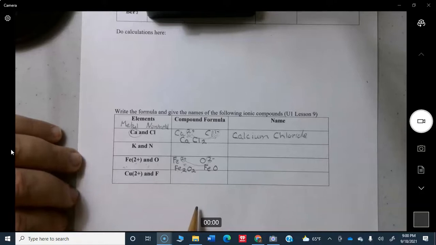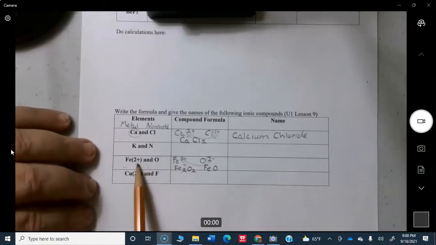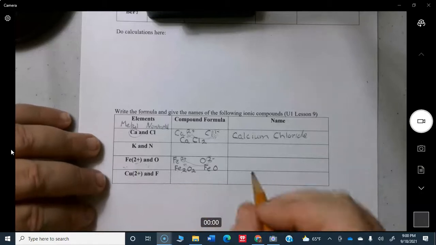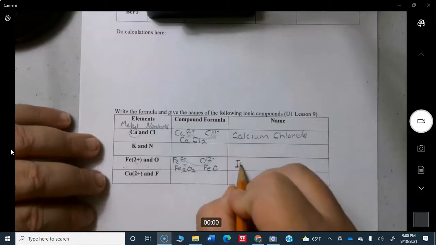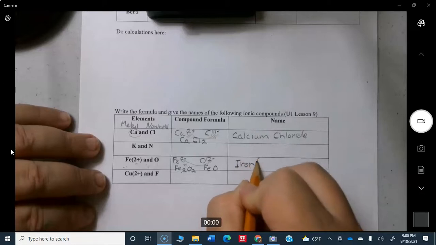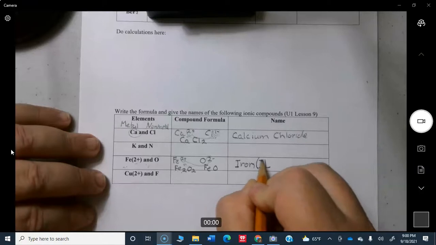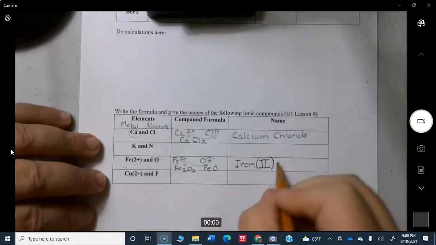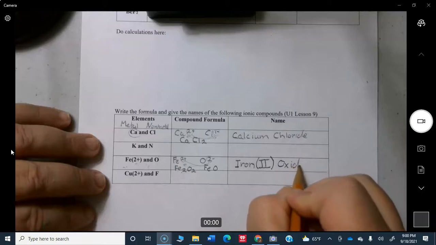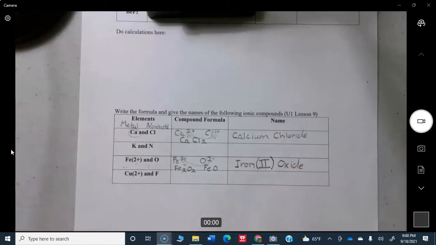Okay, now the name, you have to include that charge. If it has more than 1 charge, you have to include that as a Roman numeral. So the name of this is going to be iron, parenthesis, Roman numeral 2, and then oxide, IDE at the end of oxygen. So iron(II) oxide is the way that you would read that.